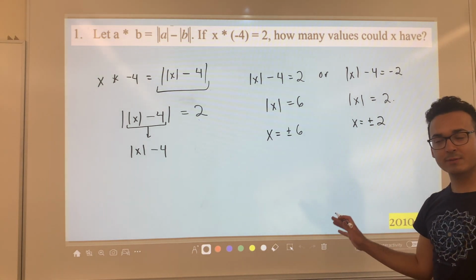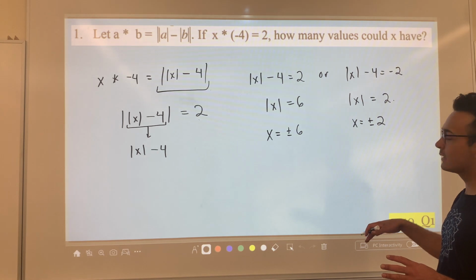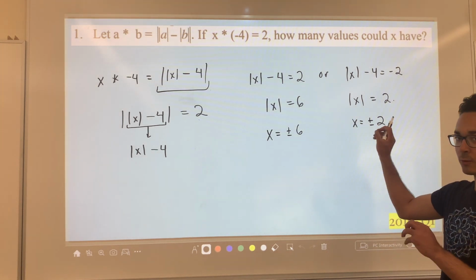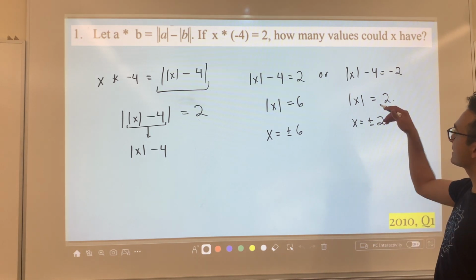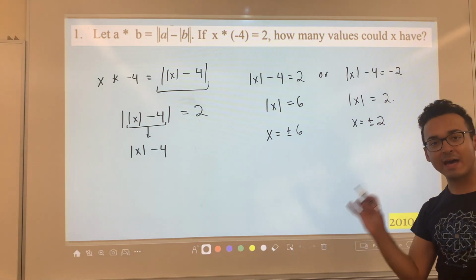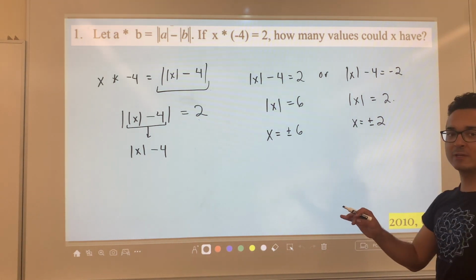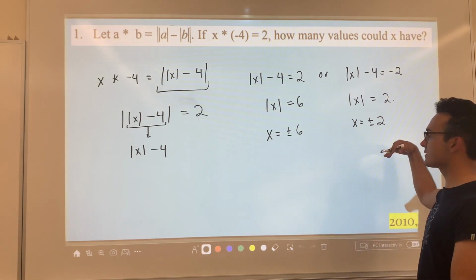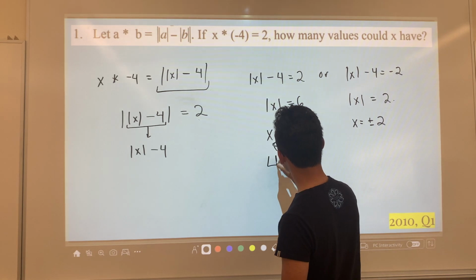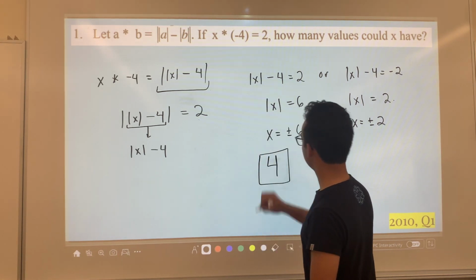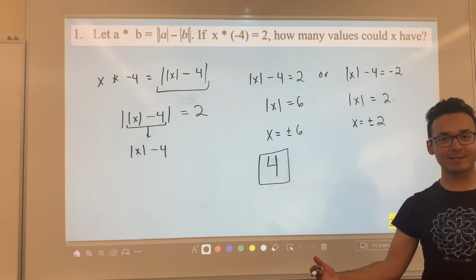Those are all the possible values for x, and again, returning to what the question is actually asking, it's not asking us to solve for x, it's just asking us to solve for how many values x could have. And we can see here, plus or minus 6 and plus or minus 2, and so our answer is that x can have 4 values. Let's move on to the next question.